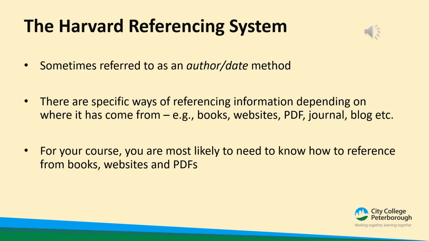Now we know what referencing is in general, we can start to look specifically at the Harvard referencing system. This is sometimes referred to as the author date method because all references, including citations, will start with the author or authors' names and the date of publication. There are specific ways of referencing information depending on where it has come from. For example, books will be referenced slightly differently to websites or journals. For your course, you are most likely to need to know how to reference 3 key types of sources: books, websites, and PDFs.